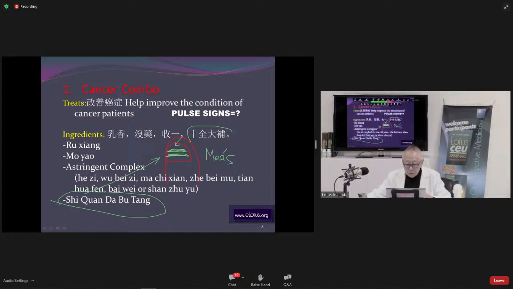Any questions? Okay. What will call for the use of astringent? If the pulse is too big and strong, you can use the astringent if you like.